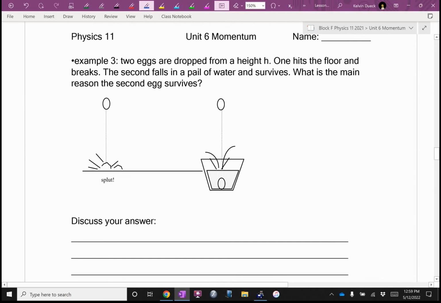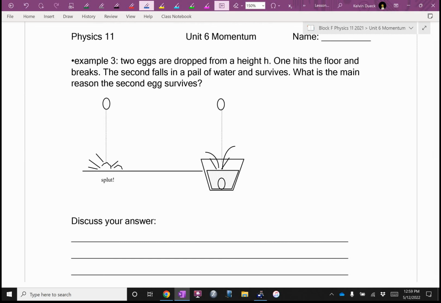I'm not going to do this experiment because I don't want to break eggs and waste food, but we're going to do a little thought puzzle. Suppose we have two eggs and we drop them from the same height. Let's pretend the eggs are identical, same mass. One egg lands on cement and goes splat. The other egg lands in a pail of water and survives. Why?